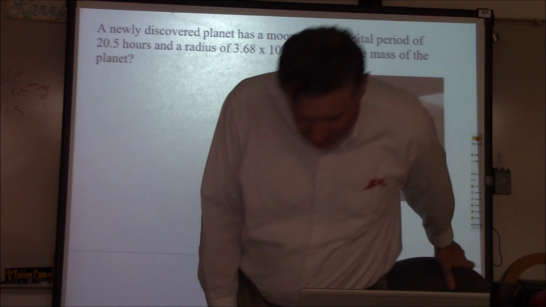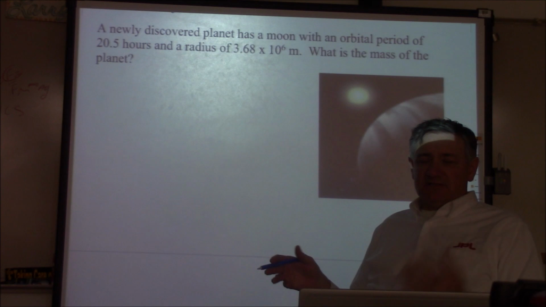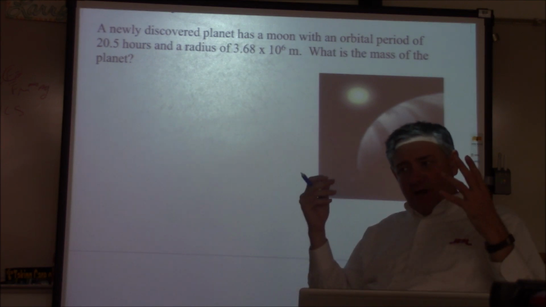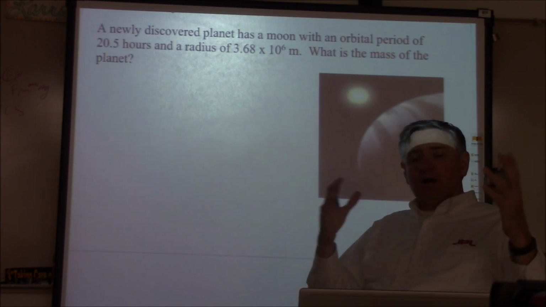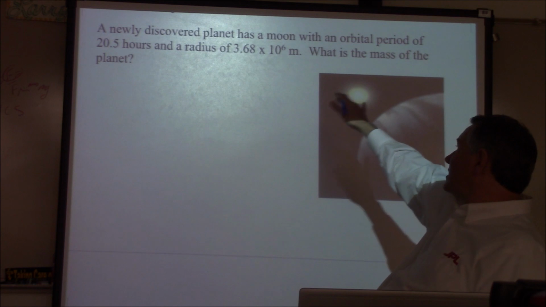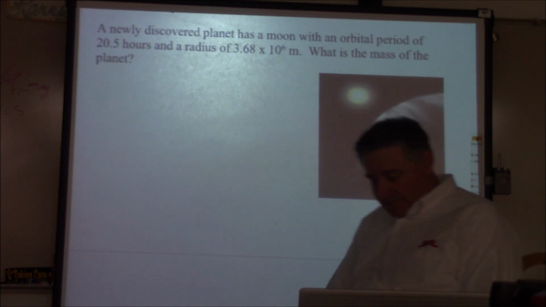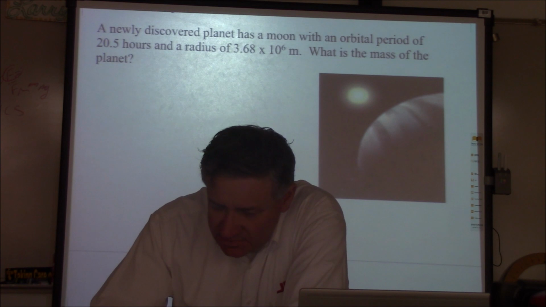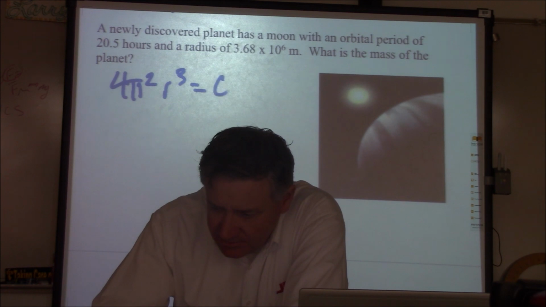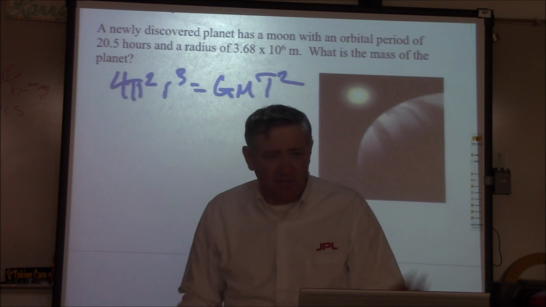Now, here's the cool thing about this. When we figure out the mass of Jupiter, Saturn, whatever it is, we have to make observations on the influence that gravitational field has on different objects. In this case, we're going to observe what happens to this moon as it orbits. There's only one way you can solve this problem: you've got to start with that Swiss Army knife equation, 4 pi squared r cubed equals big G mass times t squared. That is the only way you can solve this problem.